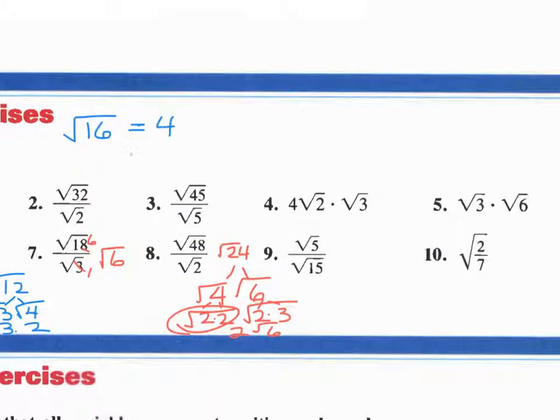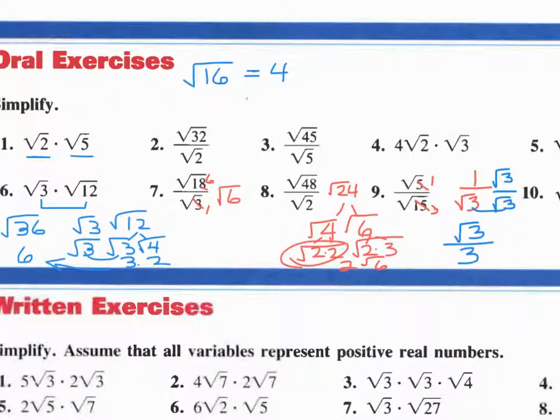Number 9, notice I can reduce this. I could divide them both by 5. So I would get 1 over the square root of 3. I can't leave that 3 in the bottom, so I have to rationalize. So square root 3, pair of 3's in the bottom, so square root 3 over 3. So this is multiplying and dividing radicals, radical expressions.